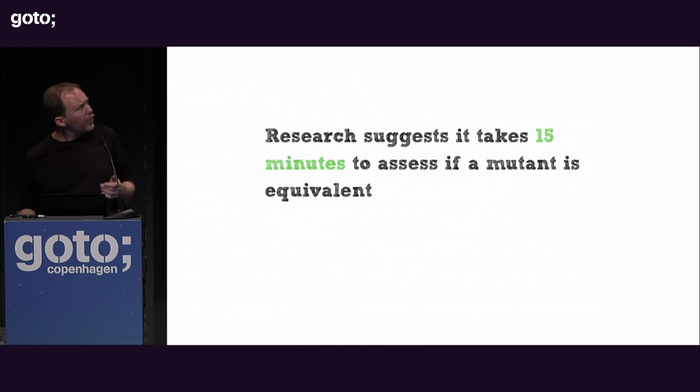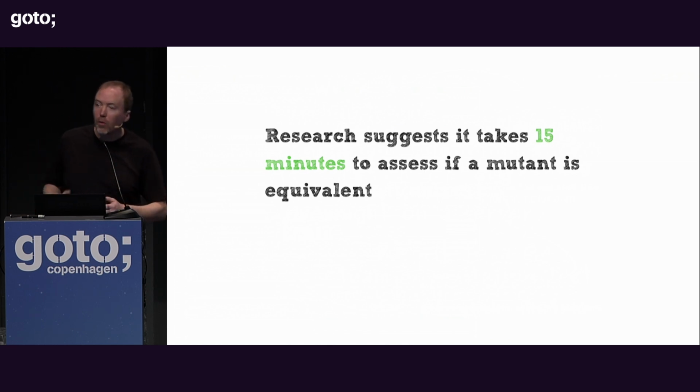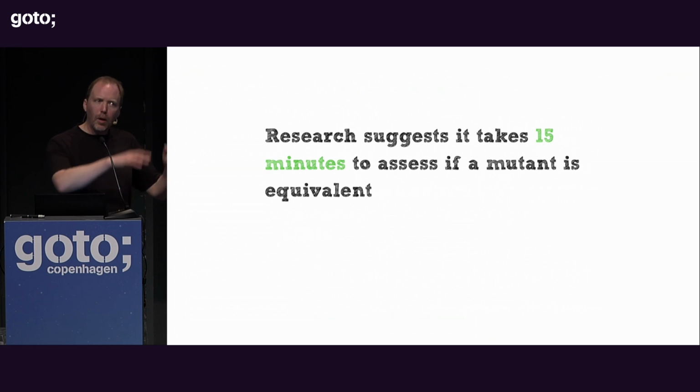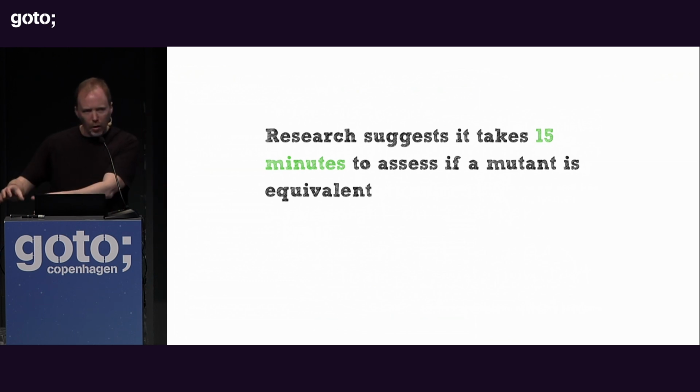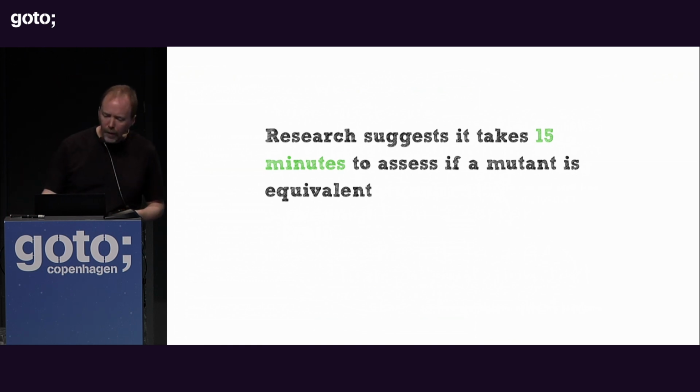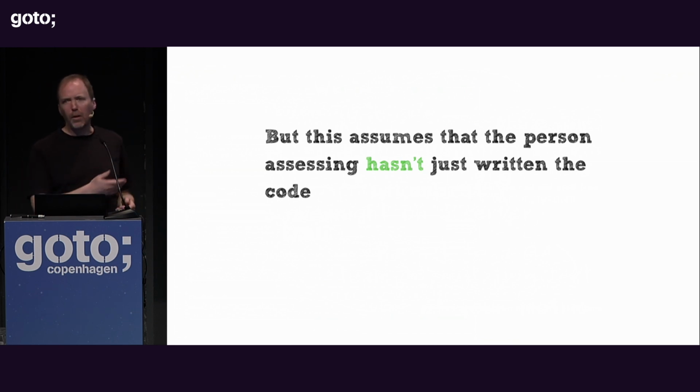Now, the research suggests that it takes about 15 minutes to assess whether a mutant is equivalent or not. So a human being sat down for each mutant and saying, okay, missing test case, ooh, equivalent. So you can imagine back in the day when we did our big round of code and tests, and then go do the QA team mutation testing. Here's 1 million mutants. That's an awful lot of work. It looks very impractical. But that figure itself assumes that you haven't just written the code. If I've just written some code, something tells me, oh, that's wrong. I look at it. It's quite a quick thing to assess. It doesn't take me 15 minutes.